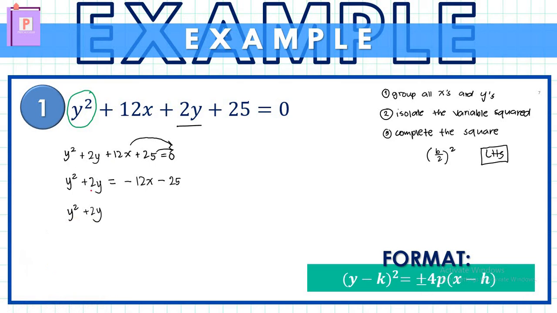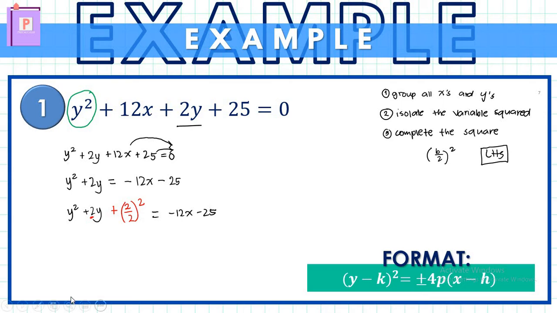So therefore, we are going to add plus, what is b? b is 2. Divide it by 2, and then you need to square it. And that is how you complete the square. I hope you can still remember. Then on the right-hand side of the equation, we copy negative 12x minus 25.